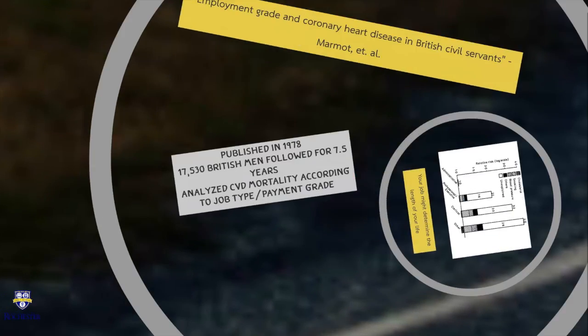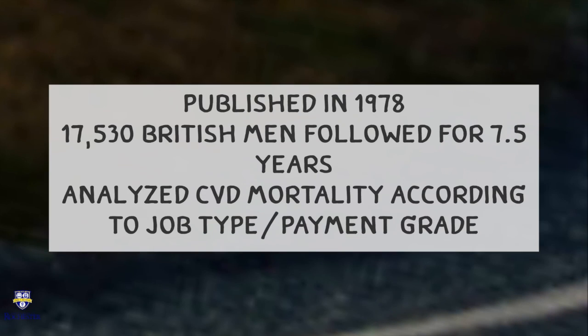Since the 1970s, the impact of socioeconomics on health outcomes has been studied. Sir Michael Marmot and his group took a look at the impact of employment status on the risk of death from cardiovascular disease. They followed 17,530 male civil servants for most of the 1970s and published their study in 1978, analyzing the relative risk of cardiovascular disease-related death according to job type.